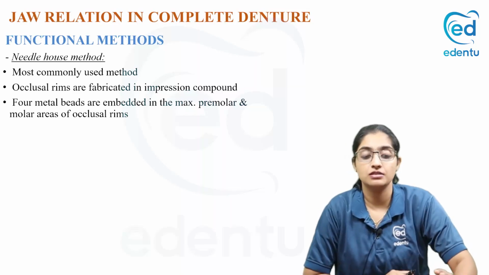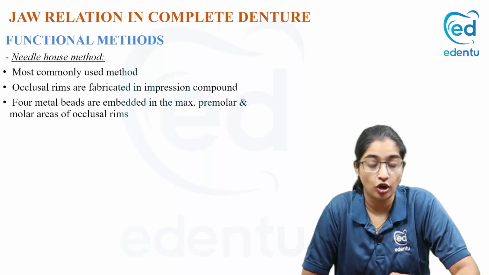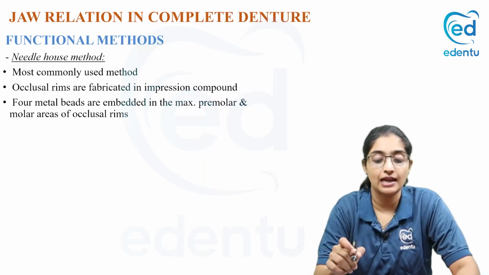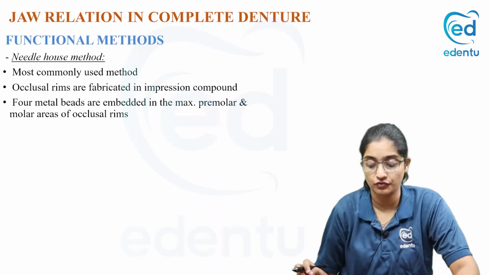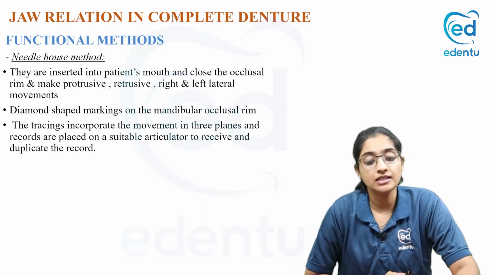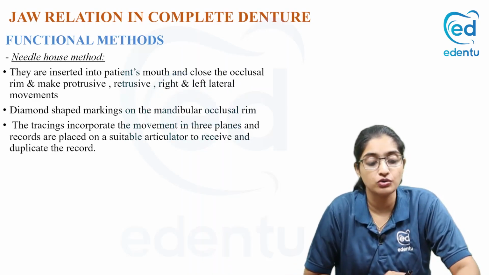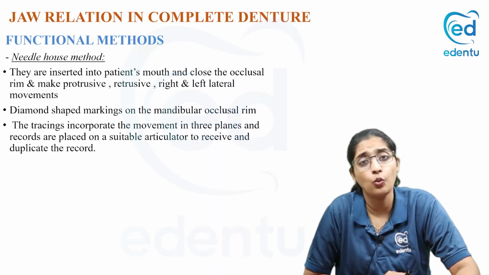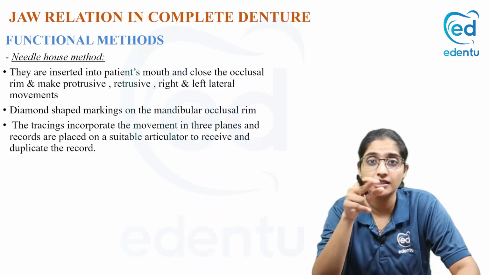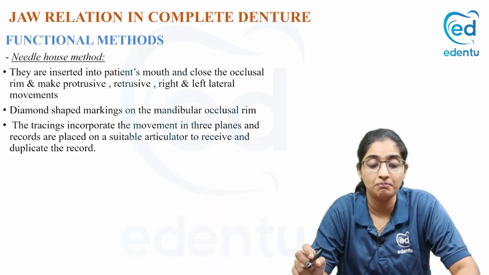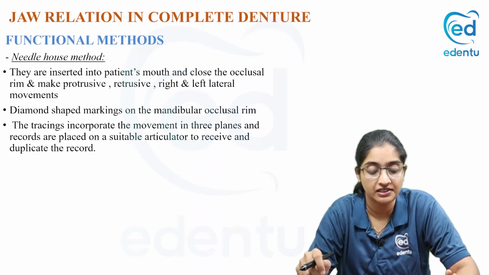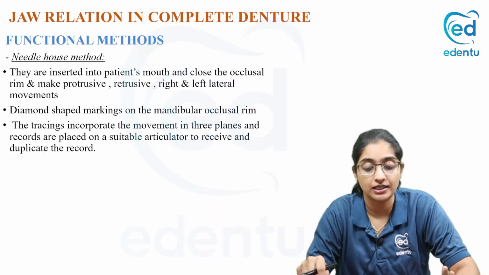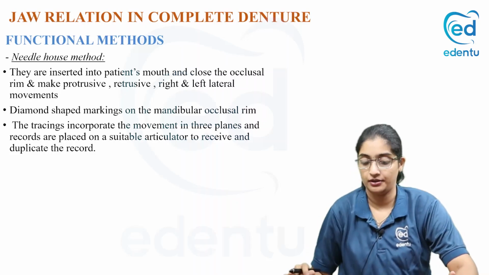Coming to functional methods, first is the Needle House method. It's the most commonly used. Occlusal rims are fabricated with impression compound. 4 metal beads are embedded in the maxillary premolar and molar regions of the occlusal rims. They are inserted into the patient's mouth and the patient closes the occlusal rim and makes protrusive, retrusive, right and left lateral positions. With the beads inserted and this position done, you get a diamond shaped marking on the mandibular occlusal rims. The tracing incorporates the movement in the 3 planes, and records are placed in a suitable articulator to receive the duplication of the record.